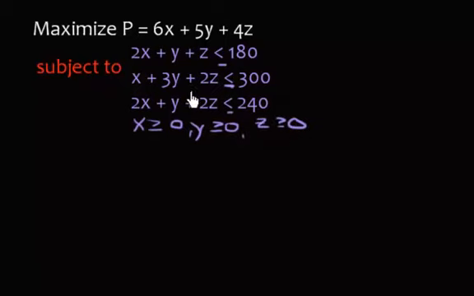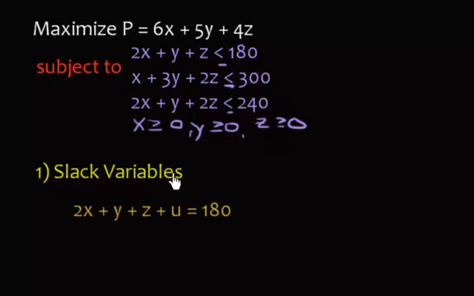Okay, so now here are all of our inequalities. Now let's start setting up the simplex table. First thing we need to do, we need to introduce our slack variables. So we're going to take each inequality and add a slack variable, like this one right here, u, so that I can turn them into an equation.